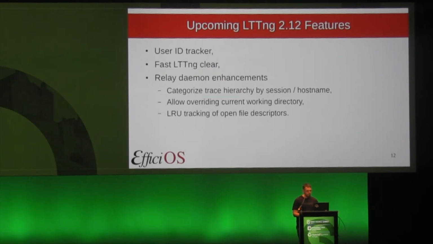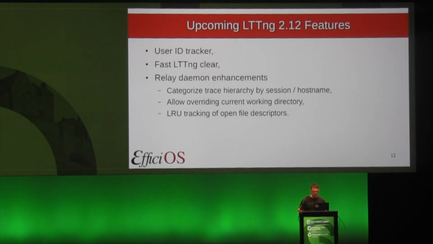So upcoming for 2.12, we have the user ID tracker, so it can track user UID, GID, in addition to the PID tracker that we have. We have a fast LTTng clear that we plan on doing. So basically, let's say you have a trace session ongoing. You just want to clear the content of the buffers and the files on disk so that you can start from a clean slate from that point in time without having to destroy your session and set up everything all over again.